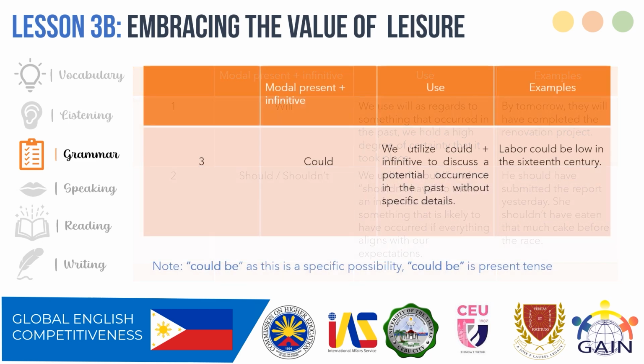And the third one is the use of could. We utilize could plus infinitive to discuss a potential occurrence in the past without specific details. For example, labor could be low in the 16th century.